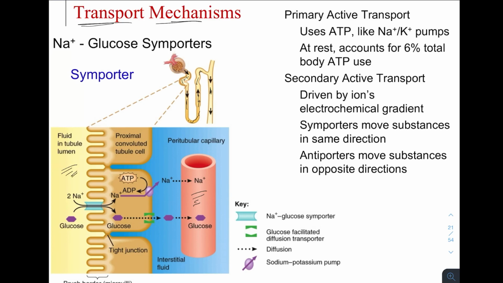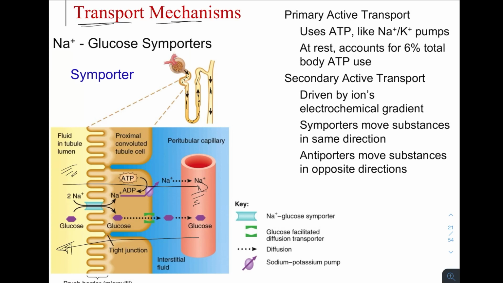And so you'll have a lot of pictures that look like this one. And what we want to do is try to see the movement of material either from the tubule lumen towards the blood or from the blood to the tubule lumen. And so let's recall where we stopped.